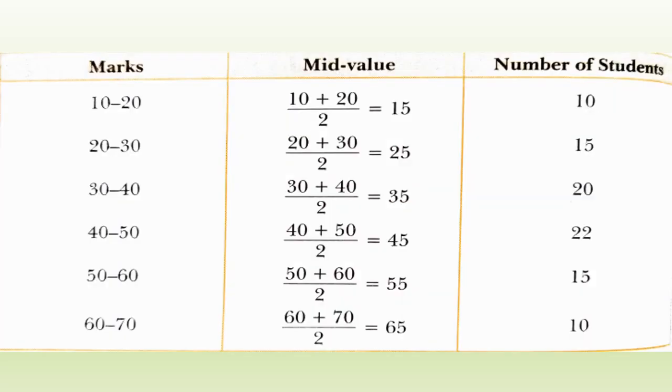The class interval is 10 to 20. Its mid value would be 15. 20 to 30, its mid value would be 25. Similarly, we will get all the mid values of the class intervals. And these are the frequencies, that is, the number of students. Now, we will mark these mid values on the x-axis in the graph.